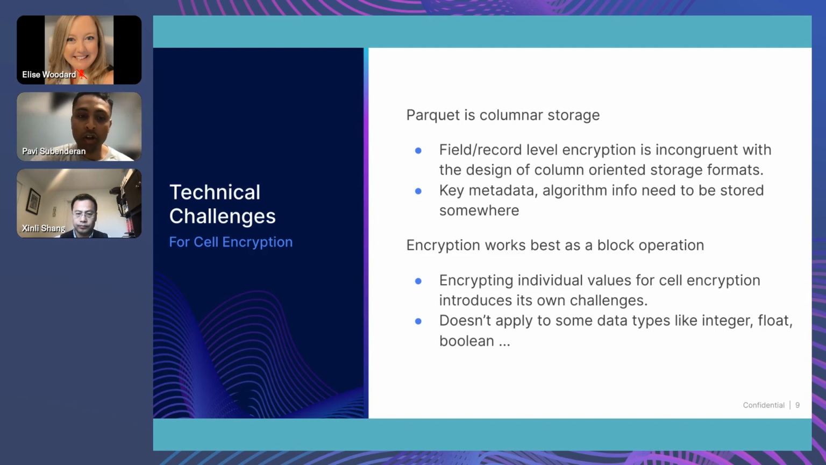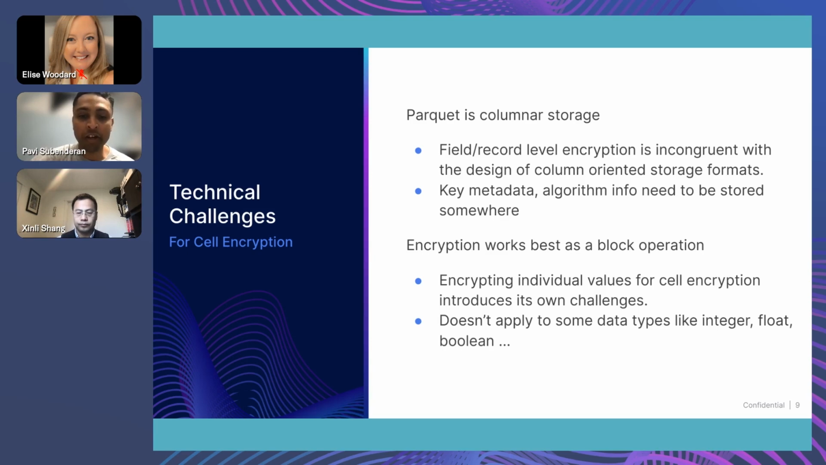So basically, hopefully that gave you some motivation on why we want something more fine grained than column encryption. Now I'll talk a little bit about the technical challenges in implementing cell encryption and the kind of approaches we went through. So first of all, as Shinley mentioned, Parquet is a columnar storage format. So this kind of means that column encryption is kind of natural to Parquet, where Parquet is oriented towards columns. So encrypting columns is something that is congruent with the design.